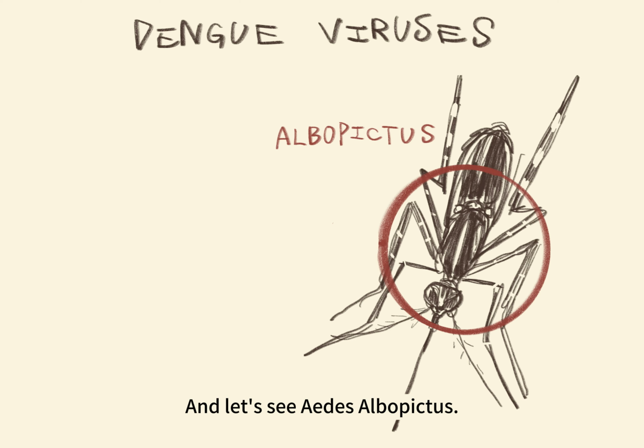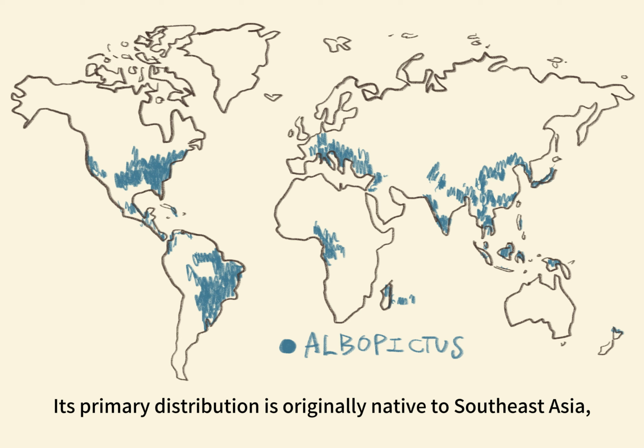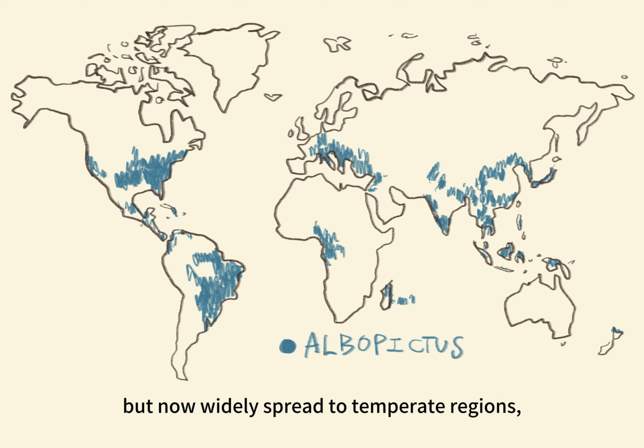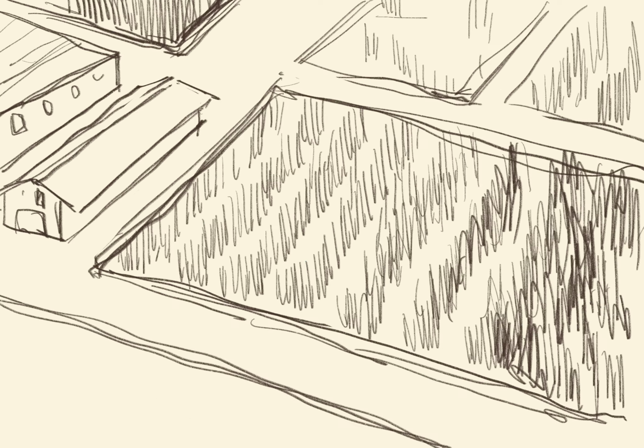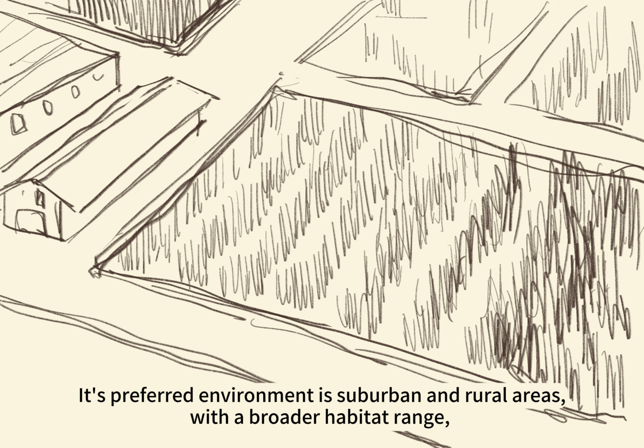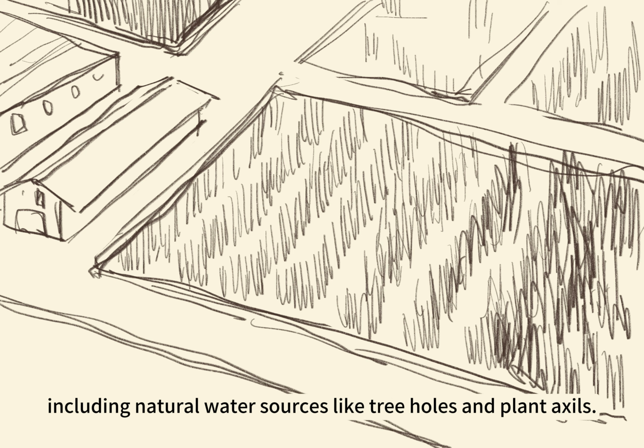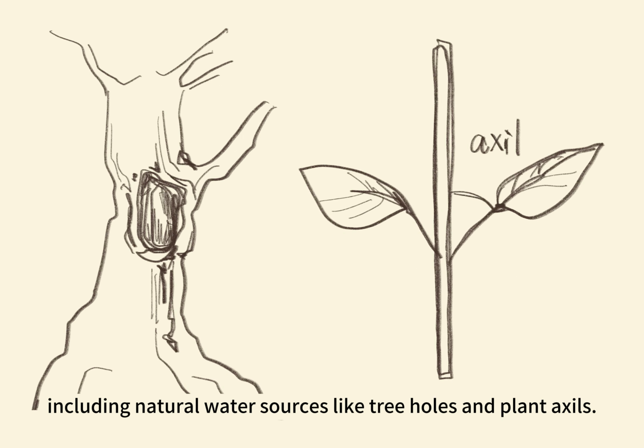And let's see Aedes albopictus. Its primary distribution is originally native to Southeast Asia, but now widely spread to temperate regions, including parts of Europe, the Americas, and Africa. And its preferred environment is suburban and rural areas, with a broader habitat range, including natural water sources like tree holes and plant axils.